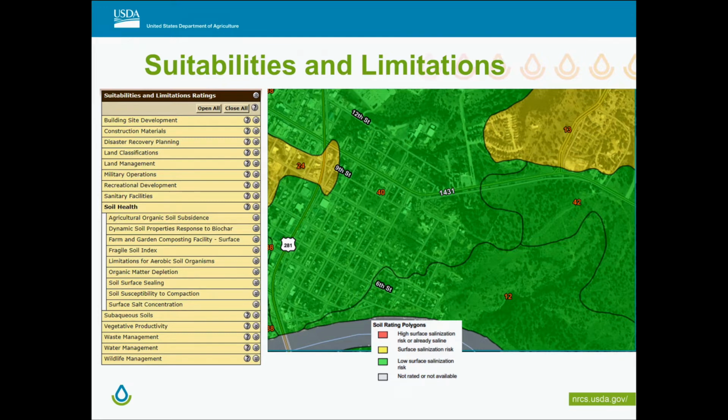I don't know if anybody was over here looking at this, but this is an example of the different types of interpretations that are available. Land management, military, recreation, lots of things. You could spend a whole day in here if you wanted to look around. You can look at vegetative productivity, wildlife management. I really focused on these soil health ones for this talk.